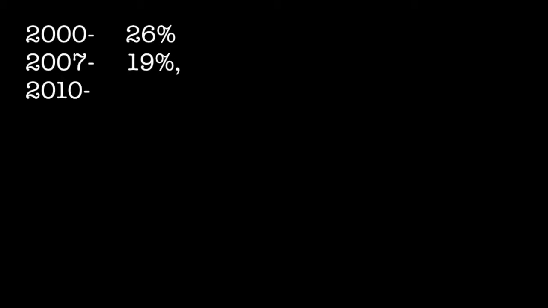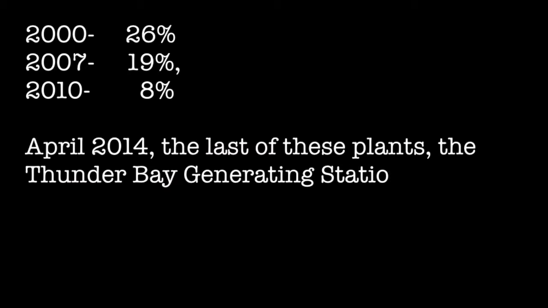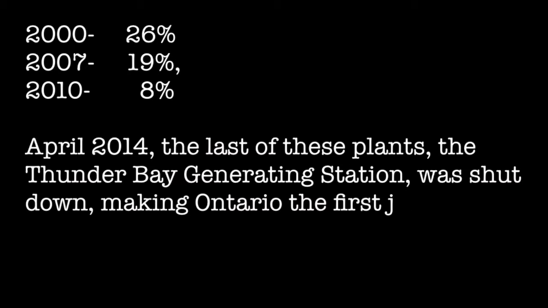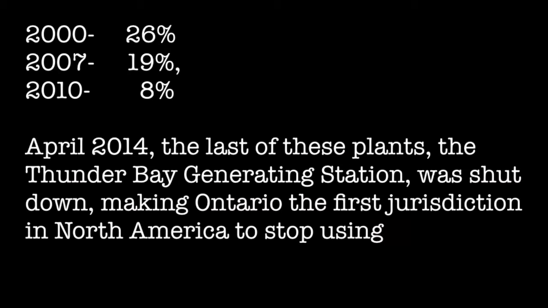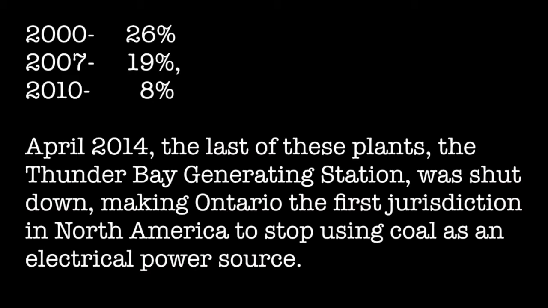In the year 2000, approximately 26% of the province's electricity came from coal. That number declined to about 19% in 2007 and 8% in 2010. In April 2014, the last of these plants, including the Thunder Bay Generating Station, was shut down, making Ontario the first jurisdiction in North America to stop using coal as an electrical power source.